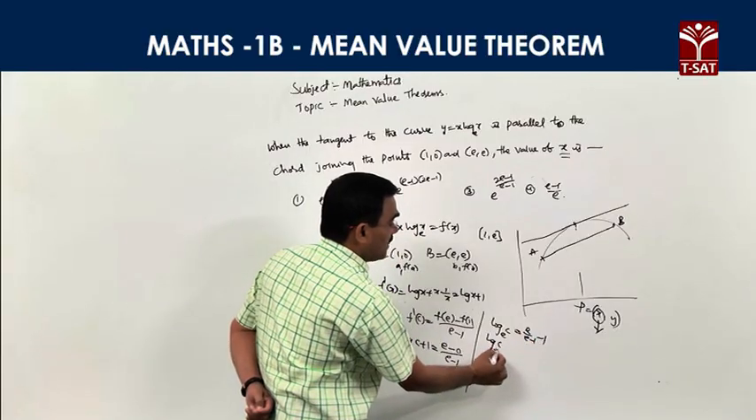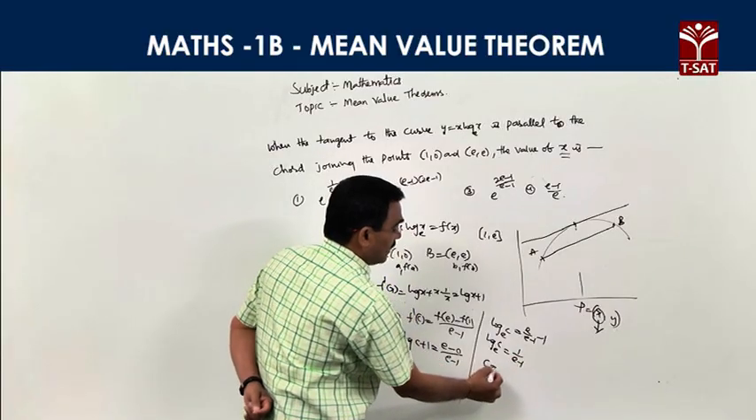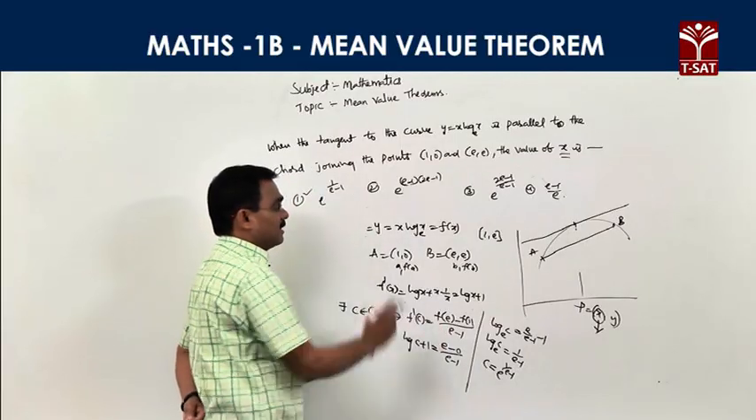Log c base e is equal to, if you simplify this, 1 by e minus 1. So c is equal to e power 1 by e minus 1. That is the correct answer.